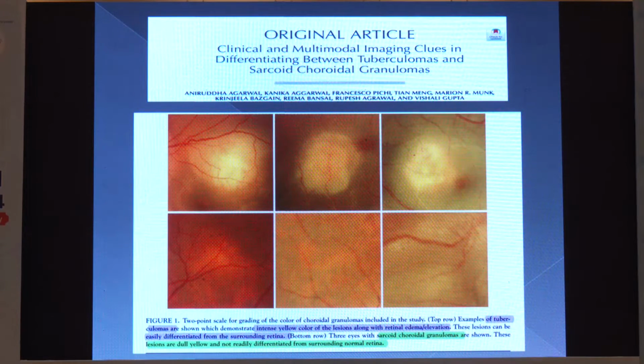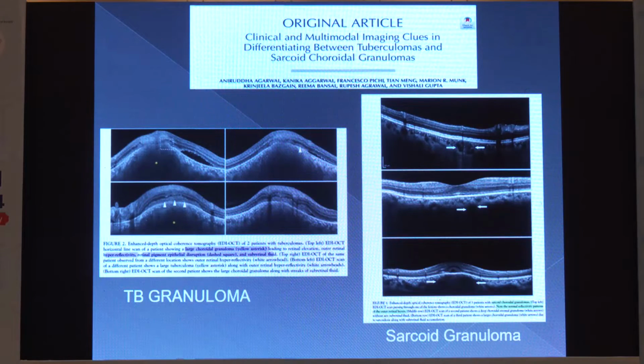This is the article basically differentiating the TB granuloma from the sarcoid granuloma. Top row shows the intense yellow lesion with the SRF and the large size basically. The bottom row is the sarcoid granuloma, which is usually small, dull yellow, rarely distinguishable from the retina. This is the OCT feature differentiating TB granuloma from the sarcoid.